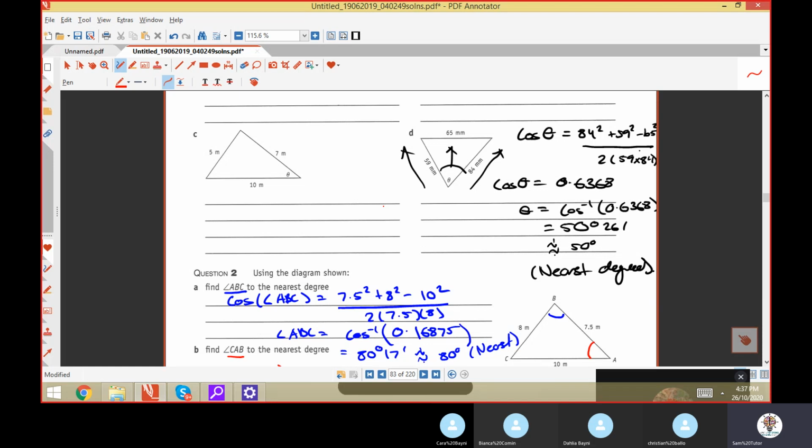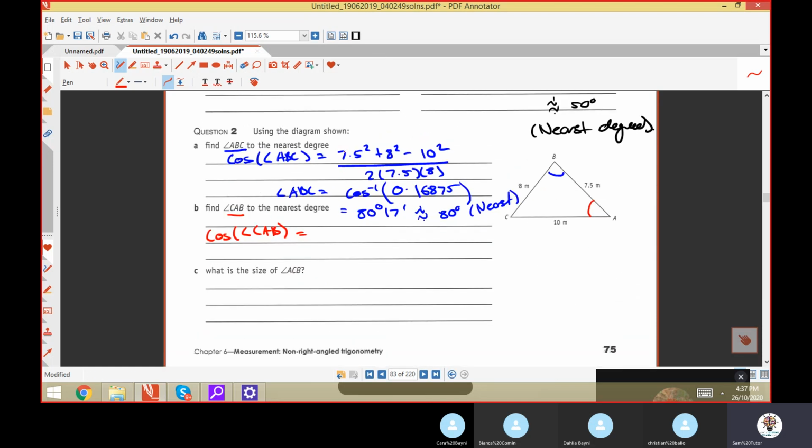If you just get really used to these formulas, you don't have to start at the very beginning. You can just jump right into the square root and jump right into the cosine inverse. Saves yourself some time in the exam, you know what I mean? Okay. Cosine CAB. Squared plus squared minus squared.